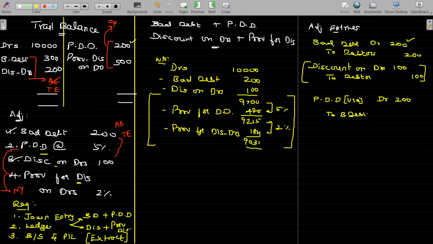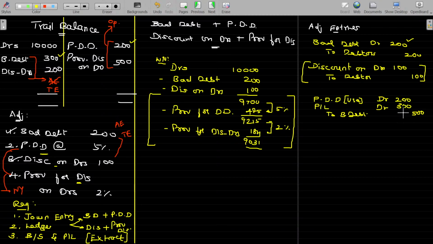No, it's not 200. 200 plus the existing 300 is also there. That should also be transferable. Both put together, around 500 rupees is the bad debt to be adjusted. And we are in shortage of how much? 300 rupees. Whenever we have some shortage, that shortage will be adjusted in the P&L account. So I am going to debit the P&L account here. So P&L account debit to bad debt, the value being 300.